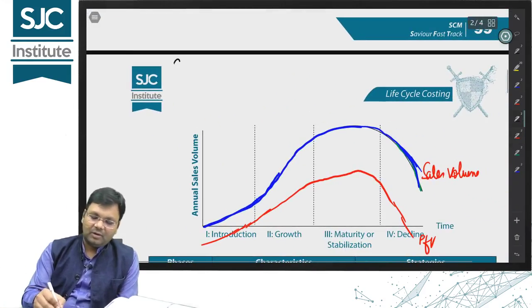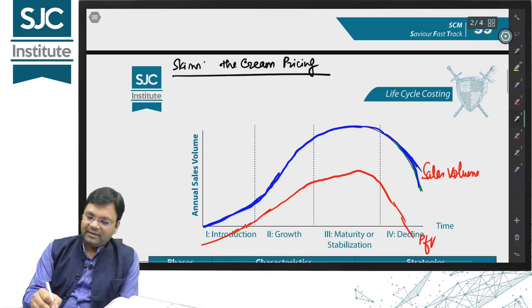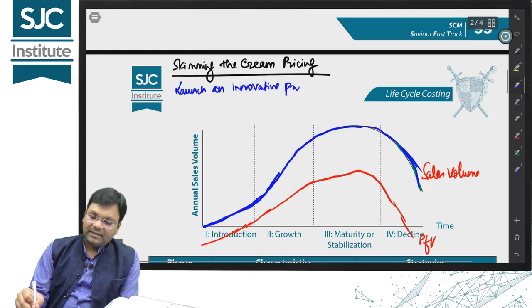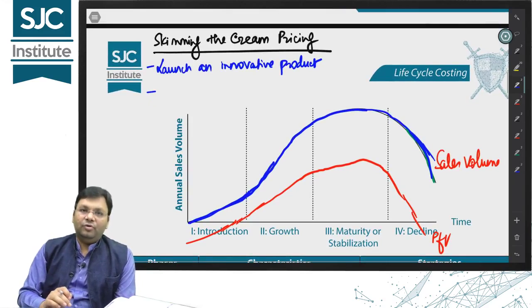Although skimming is a part of our study in our next chapter, pricing strategies, I will still explain skimming pricing. The full name is skimming the cream pricing. This is a pricing strategy. Strategy means it's not a one-time thing, it continues for a long run. So what happens here is you launch an innovative product, usually which the market has never seen before, but the market has started understanding the importance of this product and they want to buy.